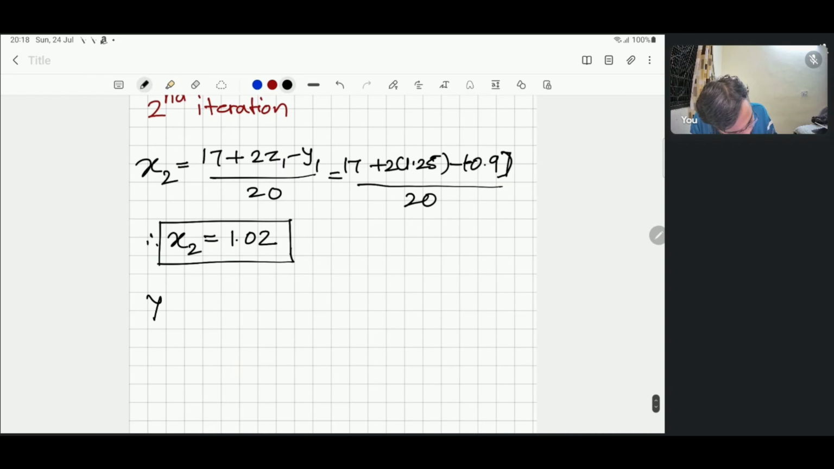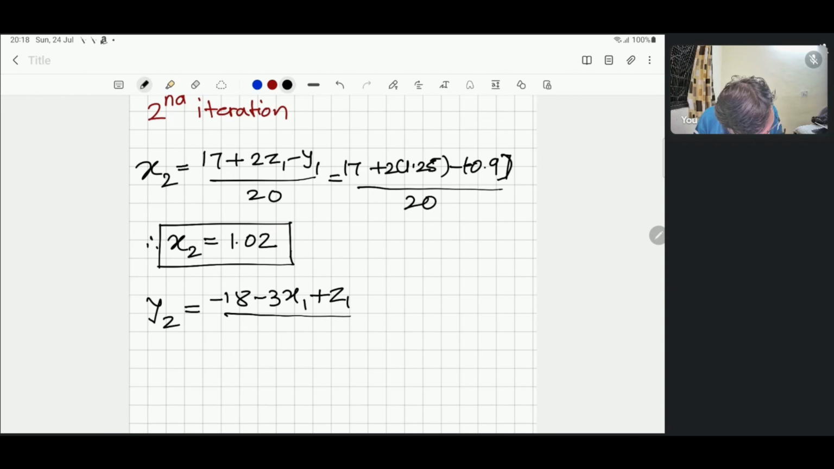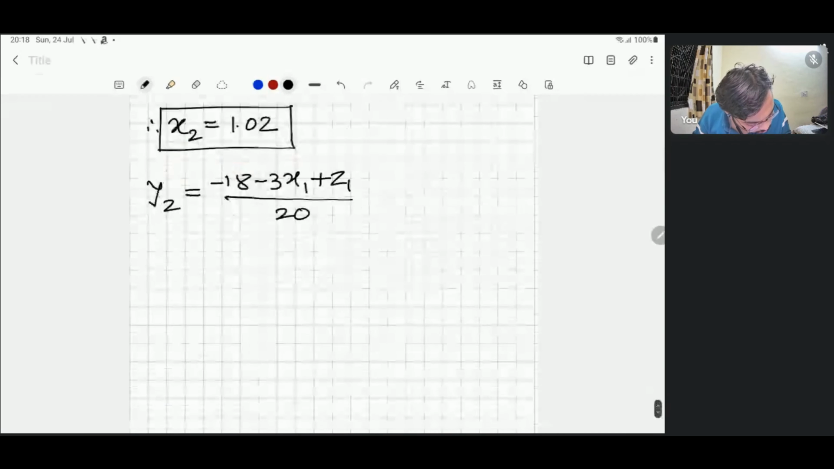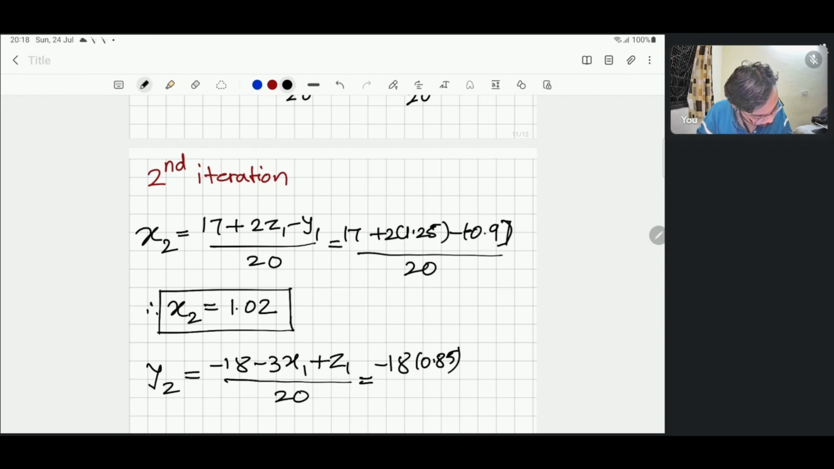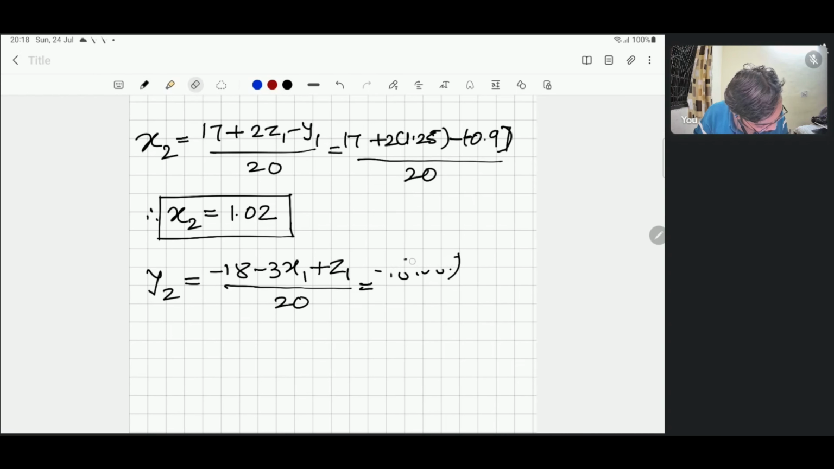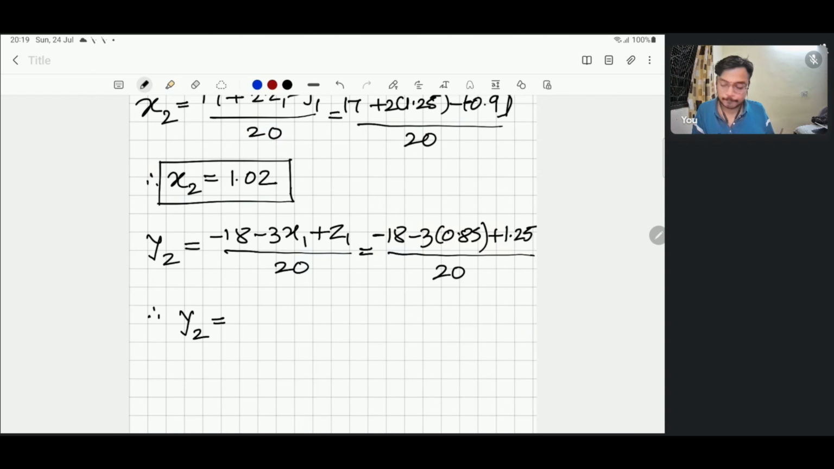Then we find out y2. What is the value of y2? Minus 18 minus 3x1 plus z1 upon 20, right? So minus 18, what is the value of x1? 0.85. So minus 18 minus 3 times x1 value 0.85 plus z1 value 1.4. So y2, if we calculate this, we will get minus 0.965.